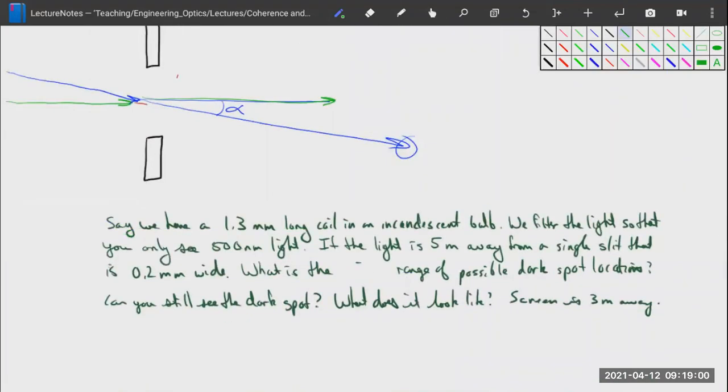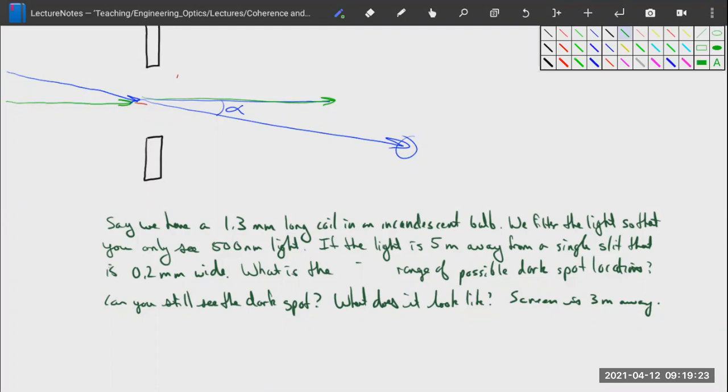So as an example, let's look at this example. Let's say we have a 1.3 millimeter long coil in an incandescent bulb. We filter the light so that you only see 500 nanometer light. That's really hard to do. It's going to be really dim, but let's say we do it. If the light is 5 meters away from a single slit that is 0.2 millimeters wide, what is the range of possible dark spot locations?